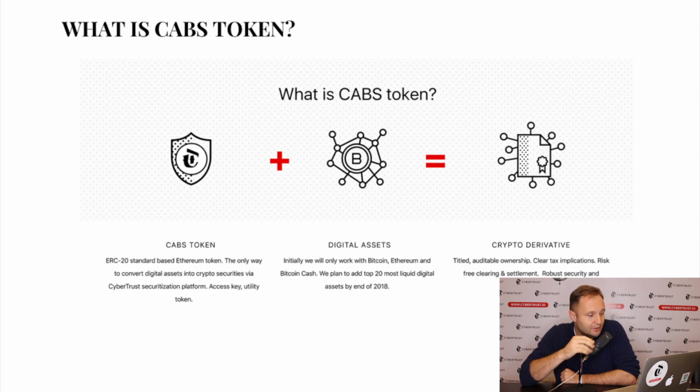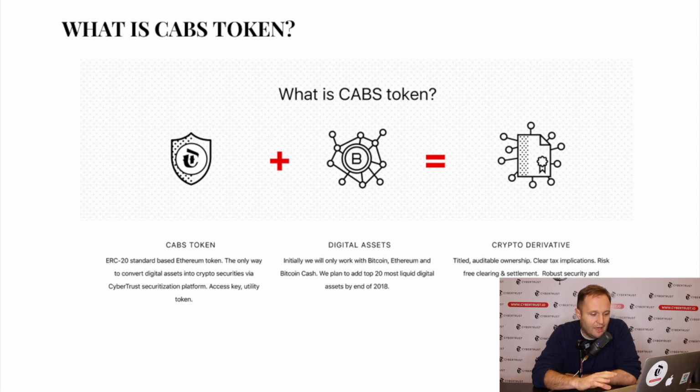Plus, so CABS token plus any digital asset. Initially, we will only work with BTC, which is Bitcoin, ETH, which is Ethereum, and BCH, or BCC if you're in China, for Bitcoin Cash. And we plan to add other top 20 digital currencies by end of 2018. And we're looking for Dash, clearly Monero, also NEM.